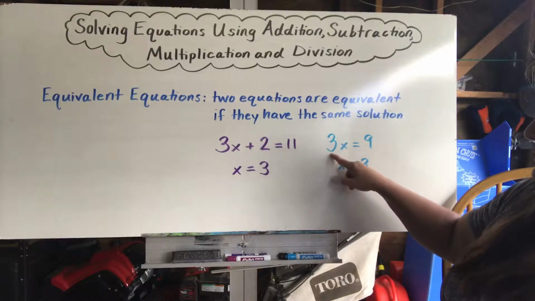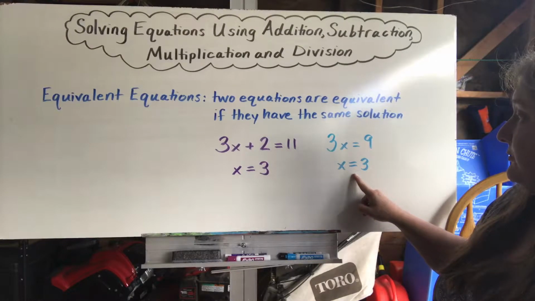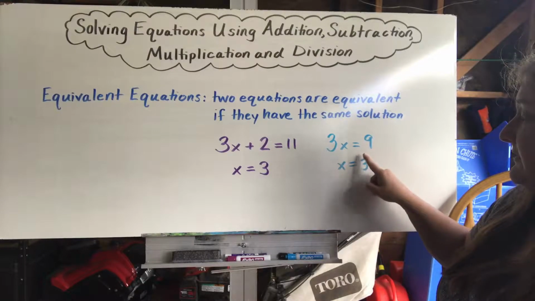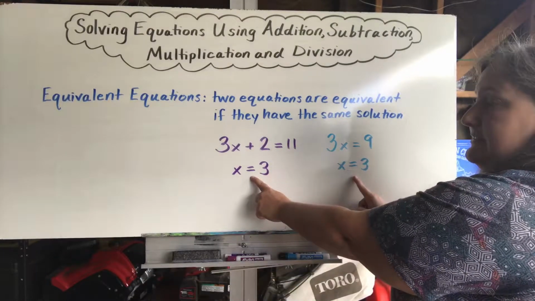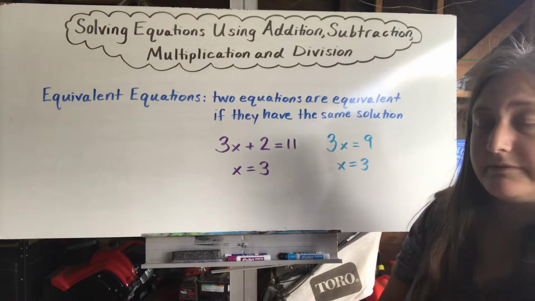Here's another equation, 3x equals 9. Well, x is 3 is our solution again. I can check it by plugging it back in. 3 times 3 does in fact give us 9. Since both these equations have the same solution, they are equivalent equations.